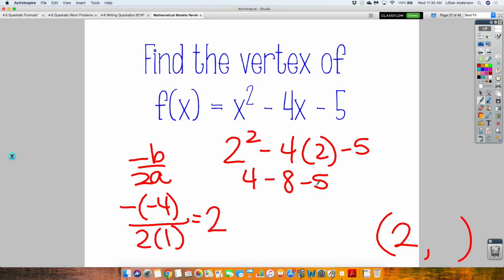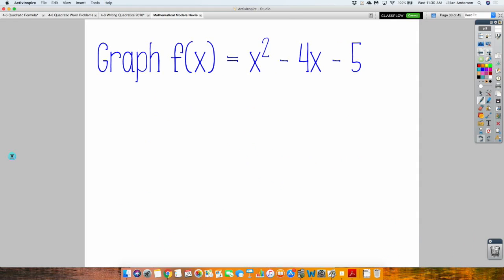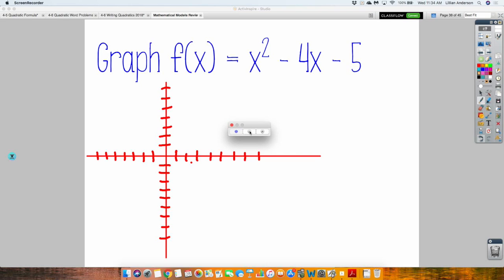X equals 2 is your axis of symmetry. Then to find the y, we went over it as well, you just have to plug it in. So you plug in 2, do your math, and you get that your y coordinate is -9. And you write it as a coordinate with the parentheses. Okay? Questions?